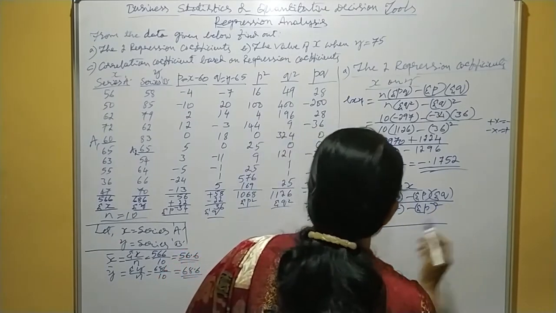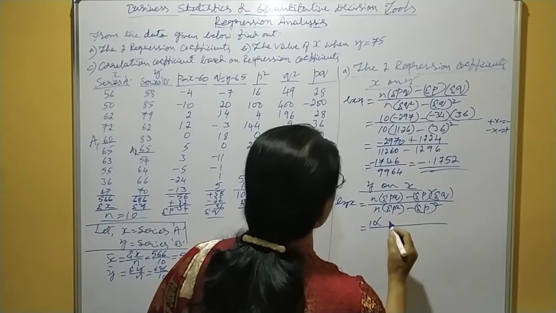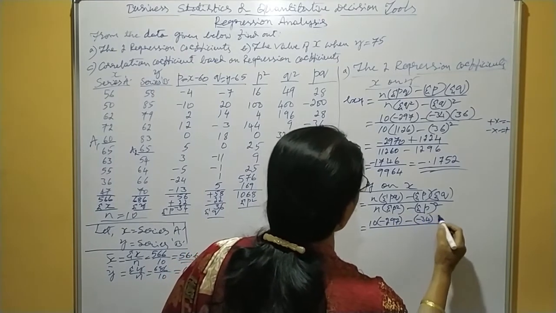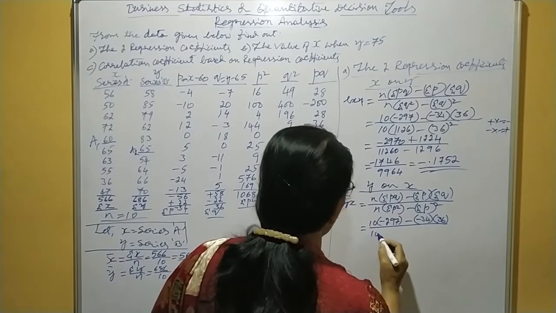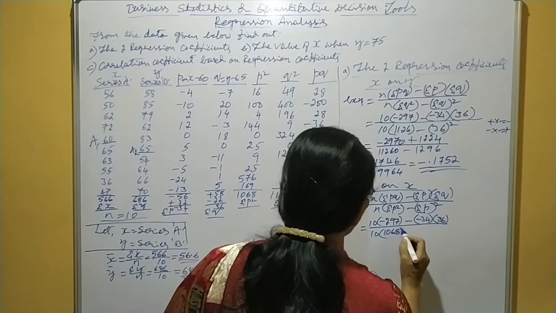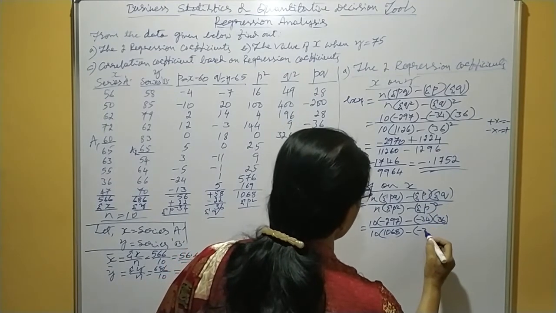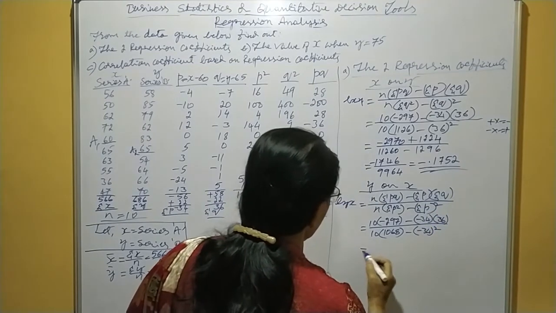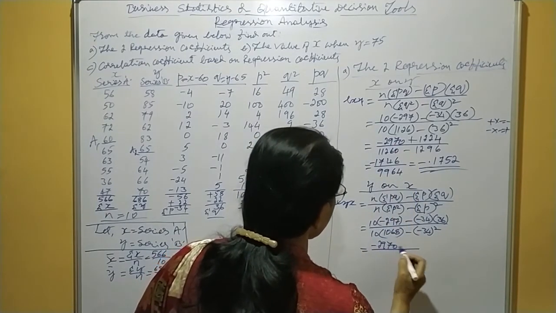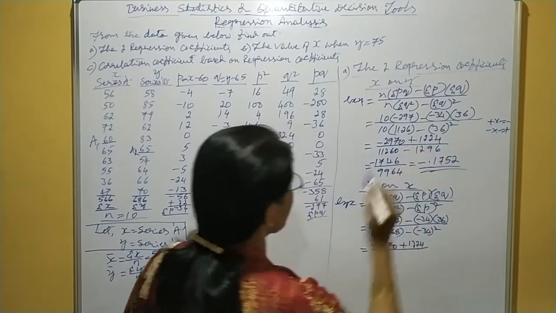Now the numerator you need not calculate once again, you just have to copy: 10 into minus 297, minus 34 into 36, divided by n into sigma p square, 1068, minus sigma p is minus 34 whole square. Numerator, just copy minus 2,970 plus 1,224. I have already calculated it for you.